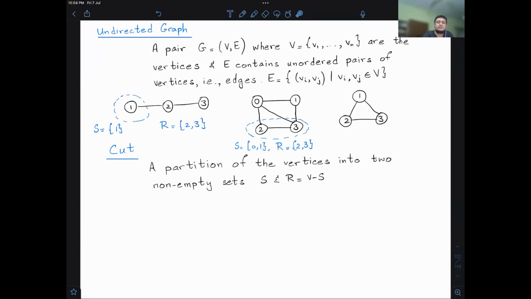We want to talk about the max cut, so we should be clear about what a cut is. A cut is just a partition of the set of vertices of the graph into two non-empty sets, such that you're really still spanning the entire set of vertices, right?